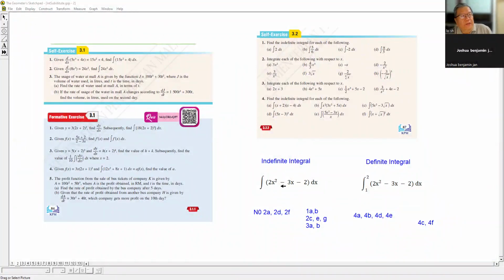Now, I've also shown you that there are two types of integral. The first one is indefinite integral, without upper and lower limit. The second one is definite integral, with upper and lower limit. I've forgotten that I didn't teach you this one yet. Never mind. We will come back to this.